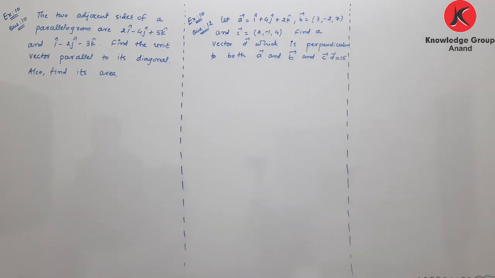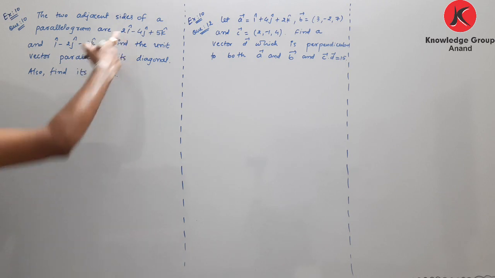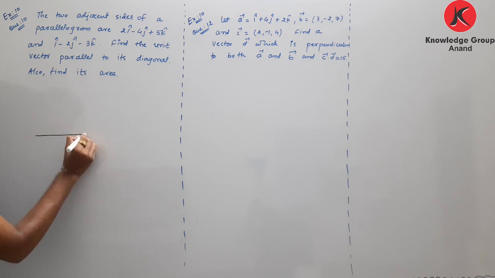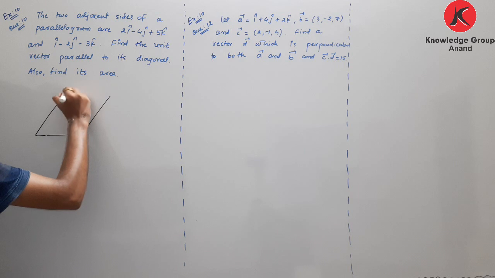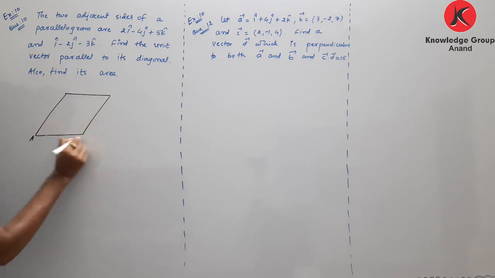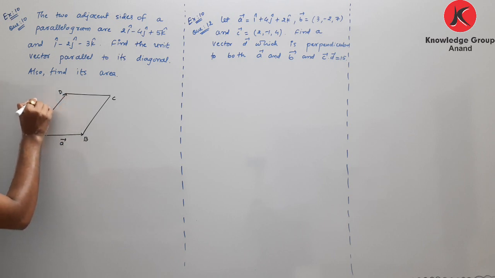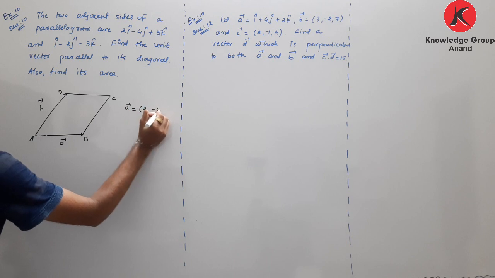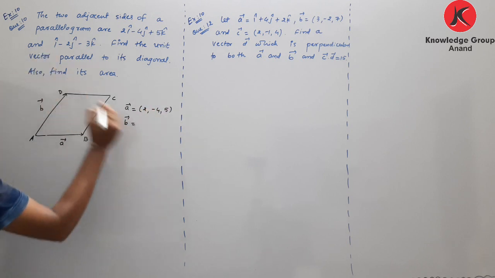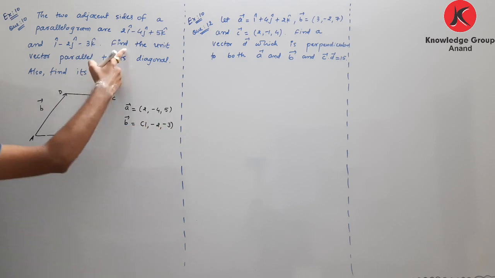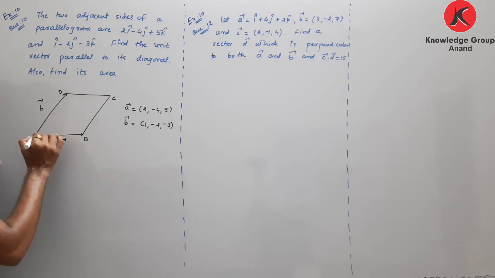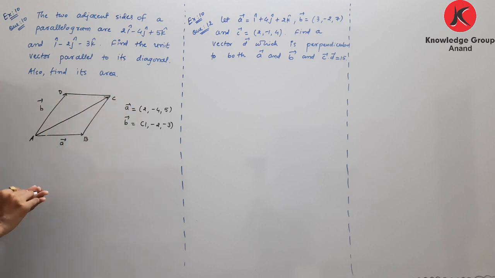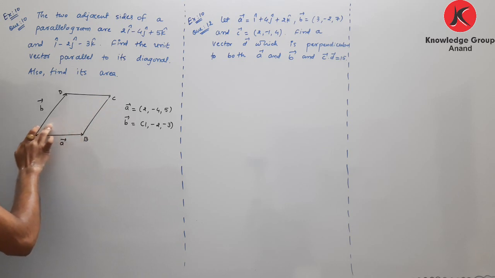Now, the next question, exercise 10, question number 10, which is given here. The two adjacent sides of a parallelogram are given here. Suppose this is our parallelogram A, B, C and D. Two adjacent sides of the parallelogram, this is vector A and this is vector B. Here vector A equals 2, minus 4 and 5, and vector B equals 1, minus 2, minus 3. Find the unit vector parallel to its diagonal. This is the diagonal. Okay?